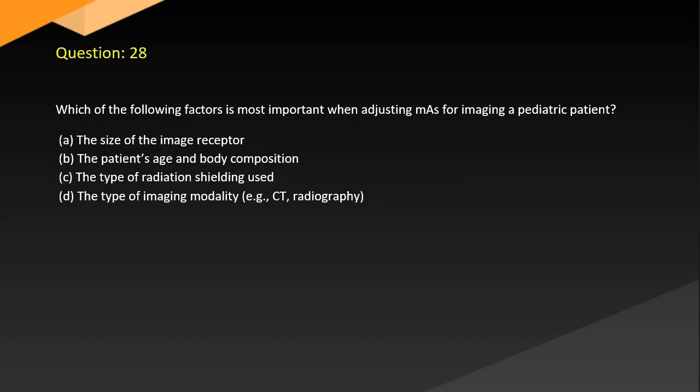Question 28. Which of the following factors is most important when adjusting mAs for imaging a pediatric patient? A. The size of the image receptor. B. The patient's age and body composition. C. The type of radiation shielding used. D. The type of imaging modality.